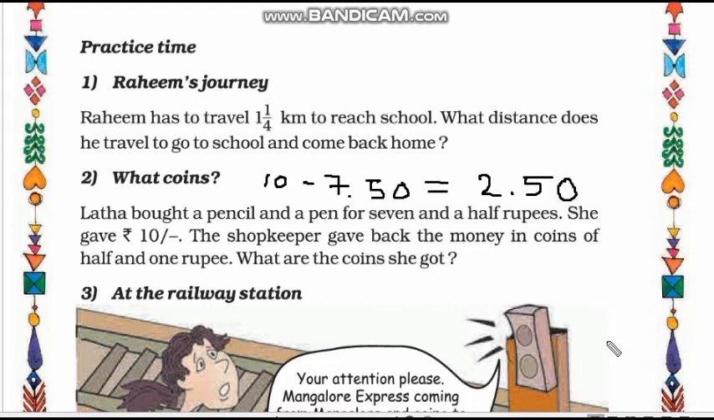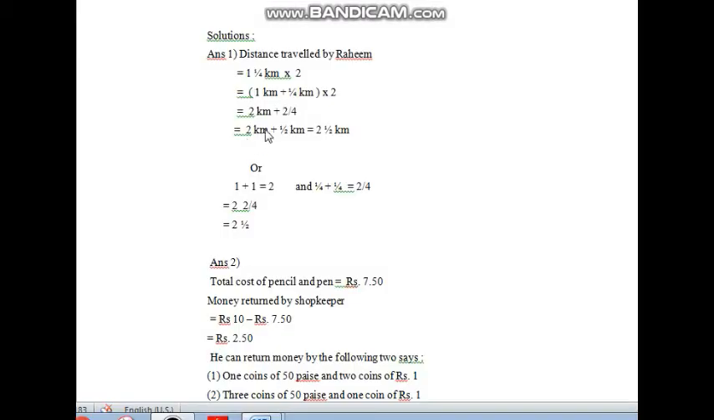So she can get money in 2 ways. 1 coin of 50 paise and 2 coins of rupees 1, or 3 coins of 50 paise and 1 coin of rupees 1. Now let's find out. So children, you can write the answer like this.